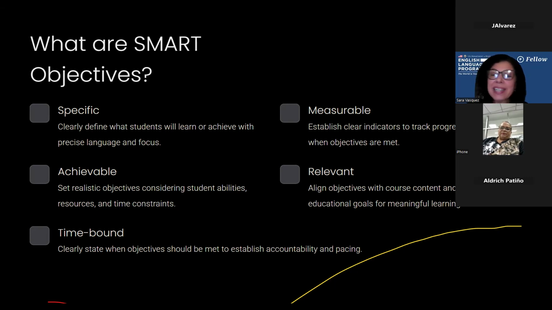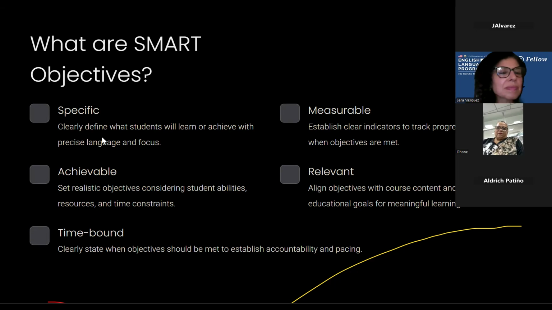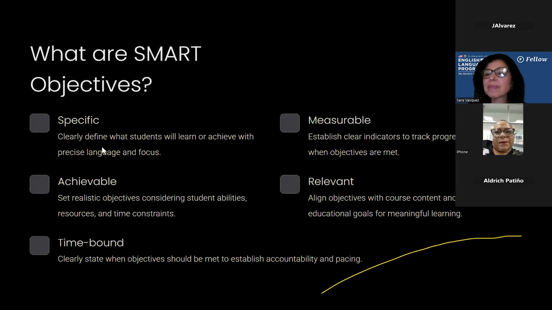And again, as I said, we educators love acronyms. So SMART is another acronym, and we're going to go through each one of the letters to see what it means. Most of you know this already, so it'll be review. But Joelle, what does the S stand for? The S is specific, and it clearly defines what students will learn or achieve with precise language and focus. Exactly. So now that's the first one. Being specific is really important.